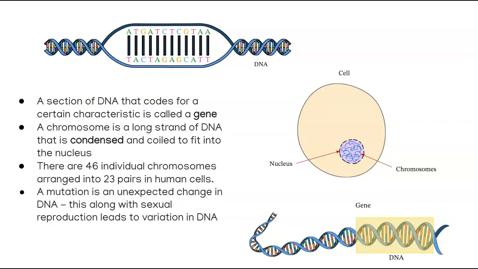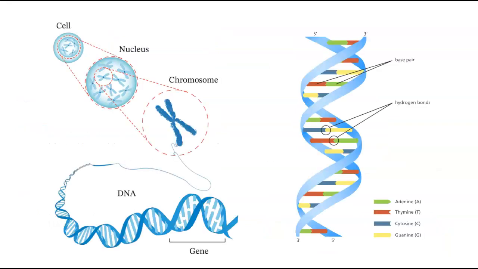Humans have 46 chromosomes, but they're paired up, so we really say that humans have 23 pairs of chromosomes in their cells. What we're going to focus on throughout this chapter is how those chromosomes are replicated, how we read those chromosomes, what happens when there's a mutation, and all of those things. But it all starts with DNA.